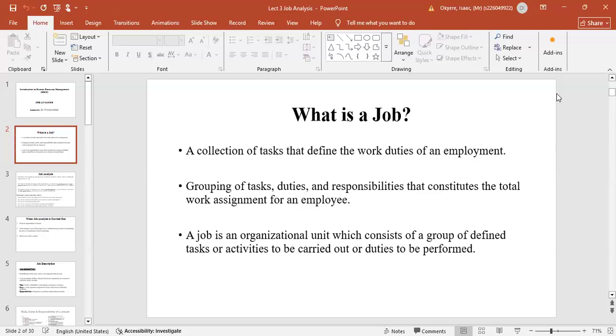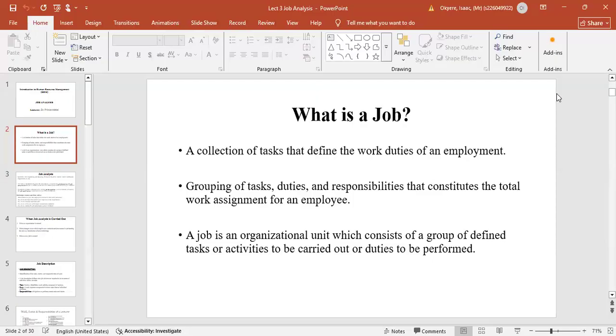It's through job analysis that you can know what the people will do, how much money you will pay them, what their requirements are. So job analysis can be defined as the procedure, the collection of tasks, the procedure for studying jobs.